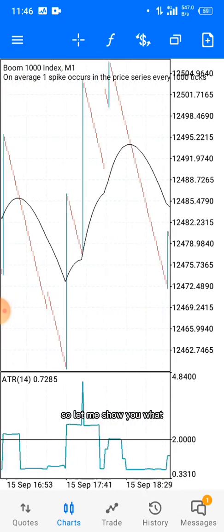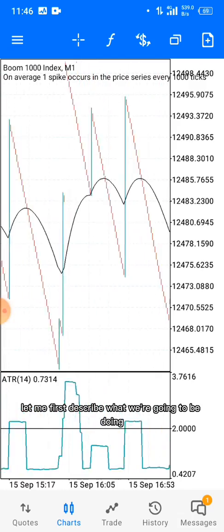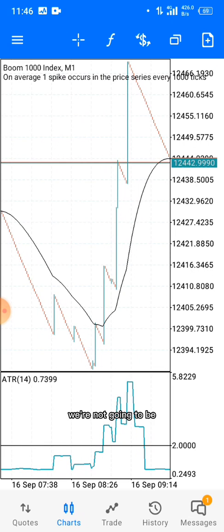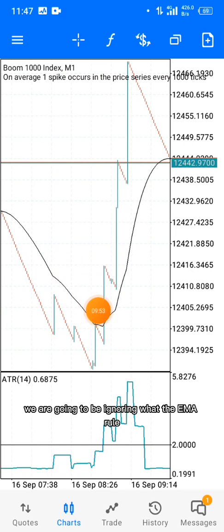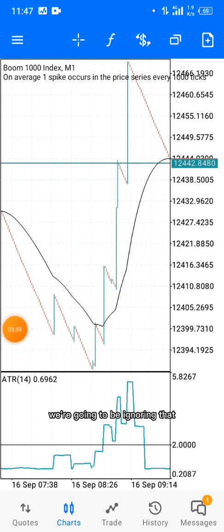Let me first describe what we are going to be doing for the risky entry. For the risky entry, we are going to be ignoring the EMA rule, that the candlesticks must be below this moving average. We're going to be ignoring that.